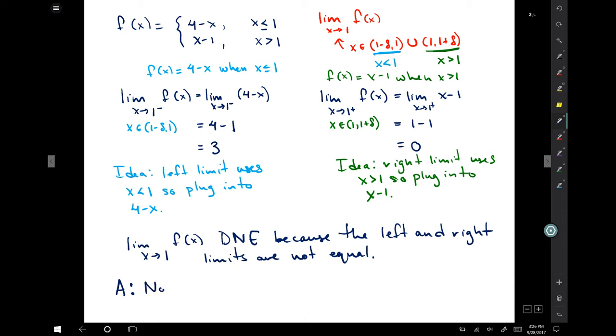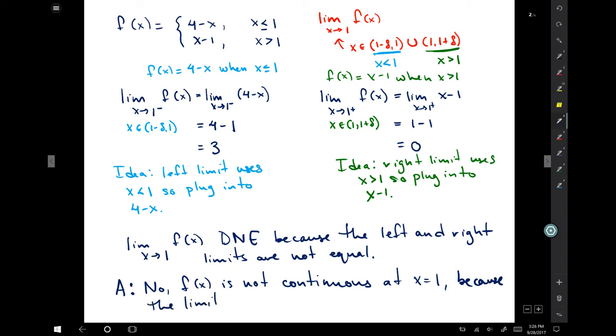We know that no, f of x is not continuous at x equals 1 because the limit does not exist. And that means that it cannot be equal to the value of the function. Okay, so that answers our original question.